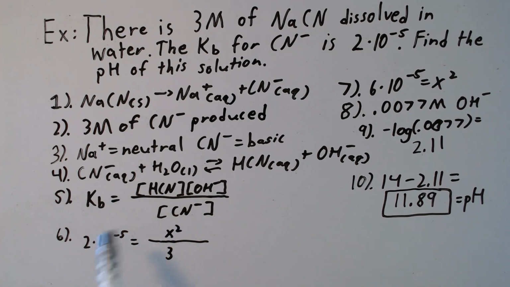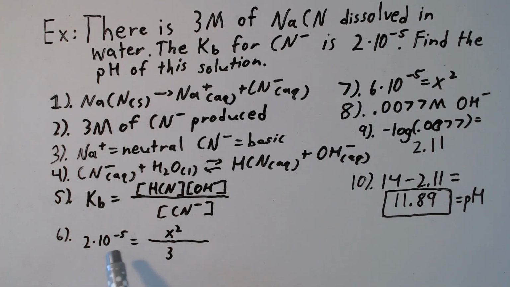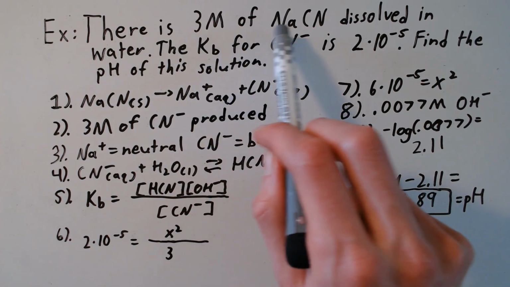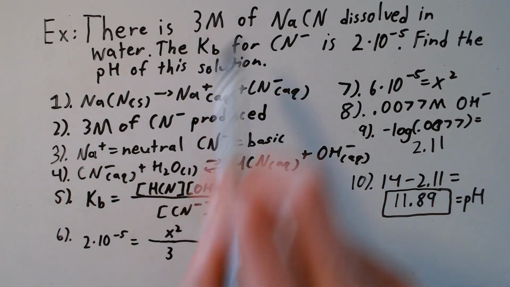And let's substitute the values. So the Kb for CN minus is given, 2 times 10 to the negative fifth, and this equals x squared over the initial concentration of CN minus, the 3 beneath. 3 molar of NaCN produces 3 molar of CN minus, so we put the 3 for the concentration of CN minus on the bottom.